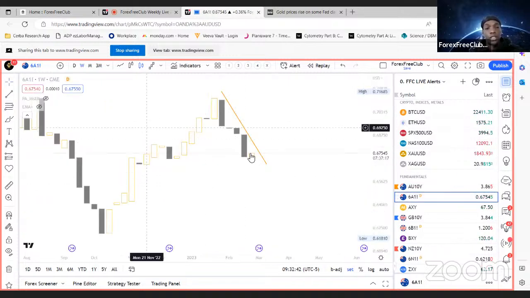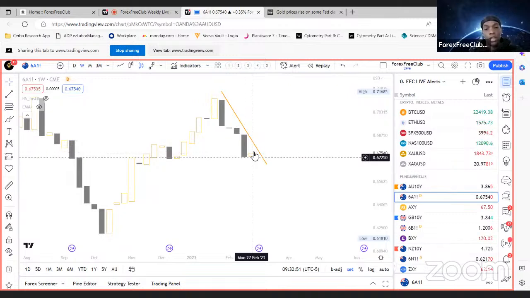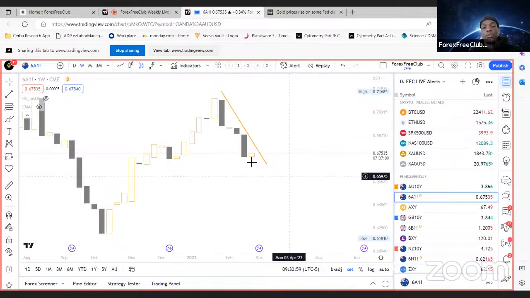So the Australia, I believe these are the futures. Yeah. So the futures, we're still pulling back. We did have a slight bullish candle this week. So we'll see how this week closes. It looks like it might close bullish. So that would be a nice indication of Australia's currency value increasing.